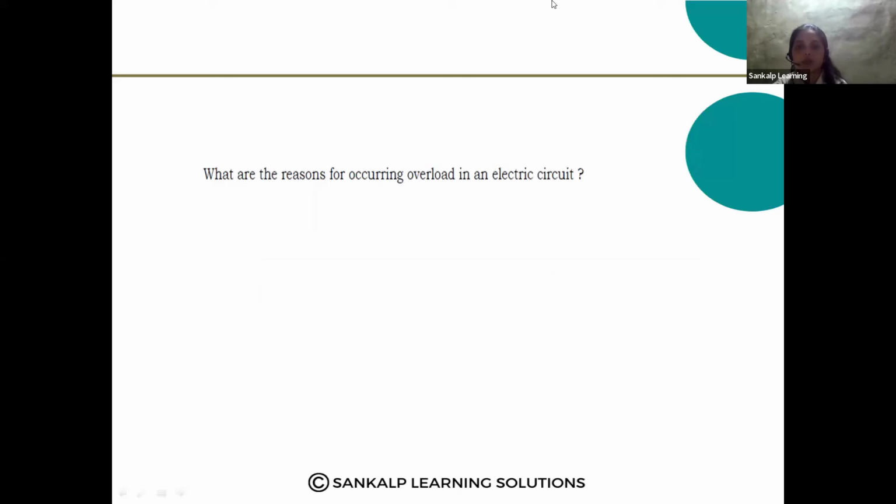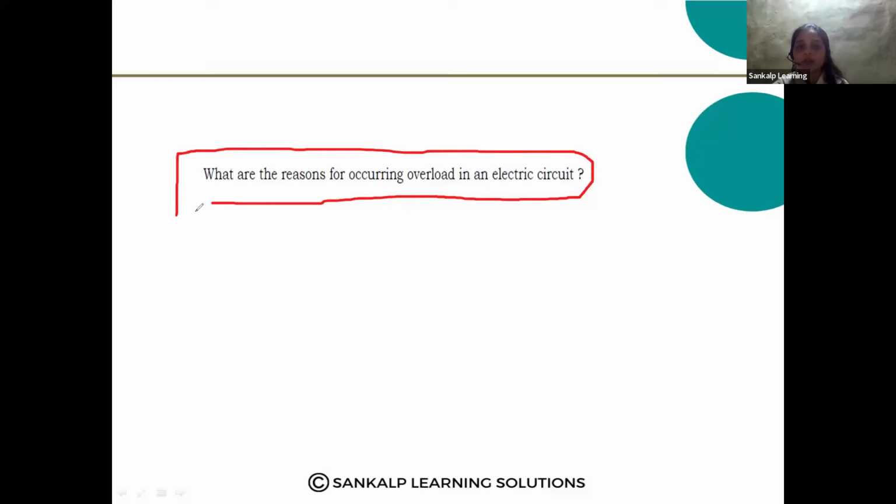See the next question, note down this question. What are the reasons for occurring the overload in an electric circuit? When does overload happen in an electric circuit? Very important question. This question is also asked in different question papers, okay? Note down the question.